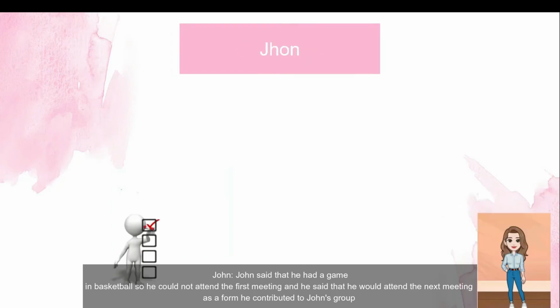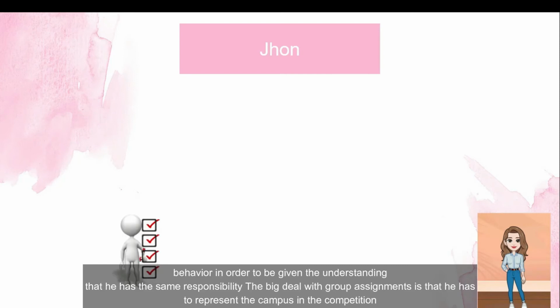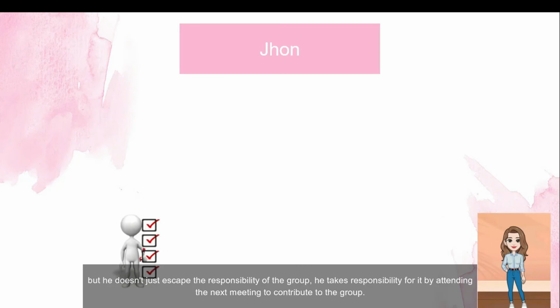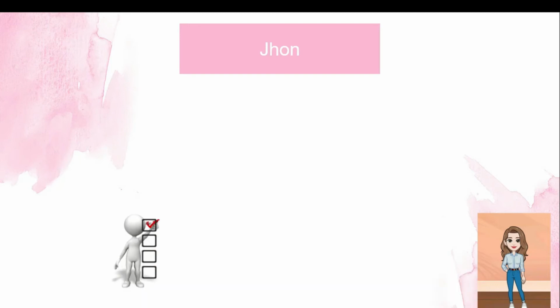The last is John. John said that he had a basketball game, so he could not attend the first meeting, and he said that he would attend the next meeting. As a form of his contribution, John's behavior is meant to give the understanding that he has the same responsibility. The big deal with group assignments is that he has to represent the campus in the competition, but he doesn't just escape the responsibility of the group. He takes responsibility for it by attending the next meeting to contribute to the group.